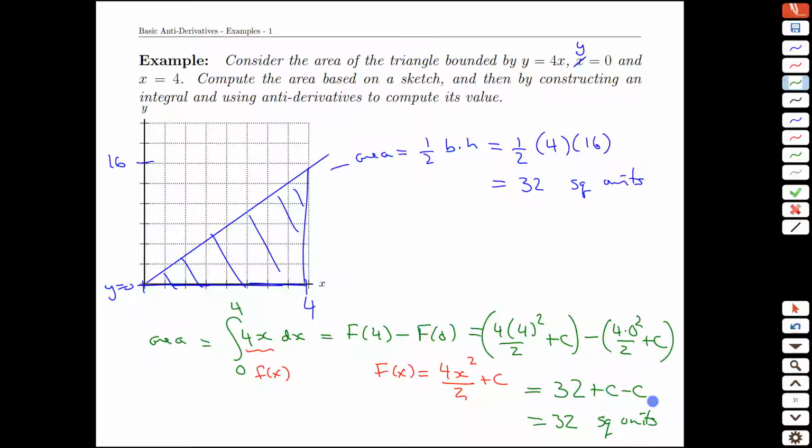Definitely not a proof that the fundamental theorem of calculus is true, but certainly a confirmation on this simple example: we get the same value through two different methods. So that makes us happy.